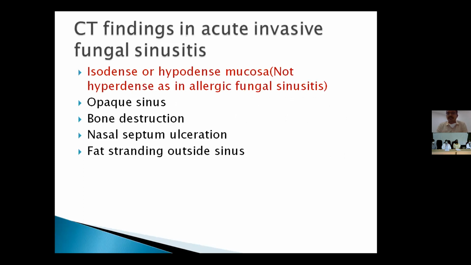So what are the common CT findings in acute invasive fungal sinusitis? Appearance of mucosa is isodense to hypodense. We all know allergic fungal sinusitis will appear hyperdense in imaging. Compare this to isodense to hypodensity in acute invasive fungal sinusitis. This is because of the presence of fungal elements which alter the density, and the intensity in MRI also. Also, opaque sinus cavity, bone destruction can occur later on, nasal septum ulceration, and fat stranding outside the sinus.